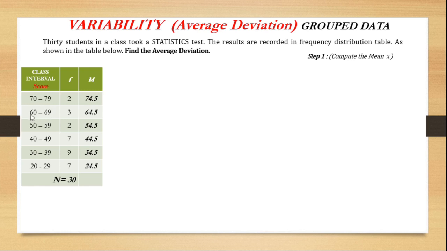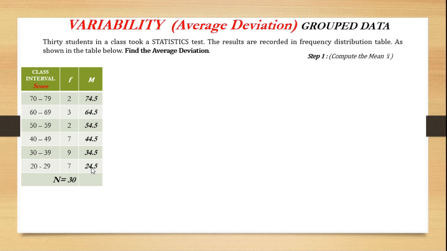If our class interval is 60 to 69, just add 60 plus 69, divide it by 2. The midpoint is 64.5. If our class interval is 50 to 59, 50 plus 59 divided by 2, that gives us 54.5. 40 plus 49 divided by 2, the midpoint is 44.5. 30 plus 39 divided by 2, the midpoint is 34.5. 20 plus 29 divided by 2, the midpoint is 24.5.